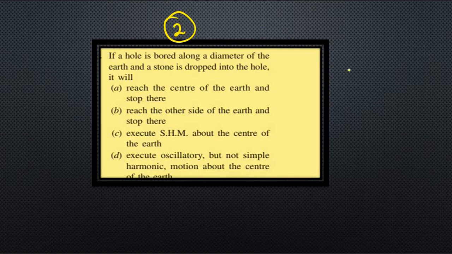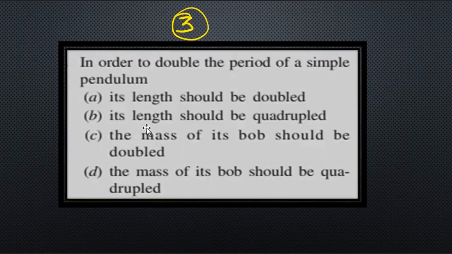So what actually happens is when it is inside, towards both sides there will be an acceleration. When it goes up, there will be an acceleration to the other side, and so both ways there will be an acceleration. So the answer is C. It will execute simple harmonic motion. Right. Moving into third question.